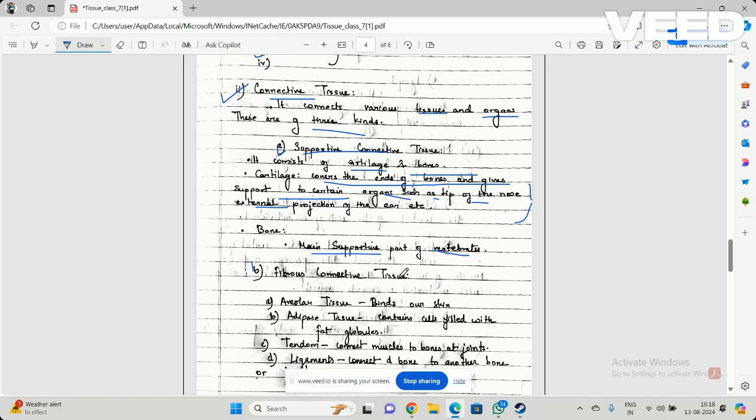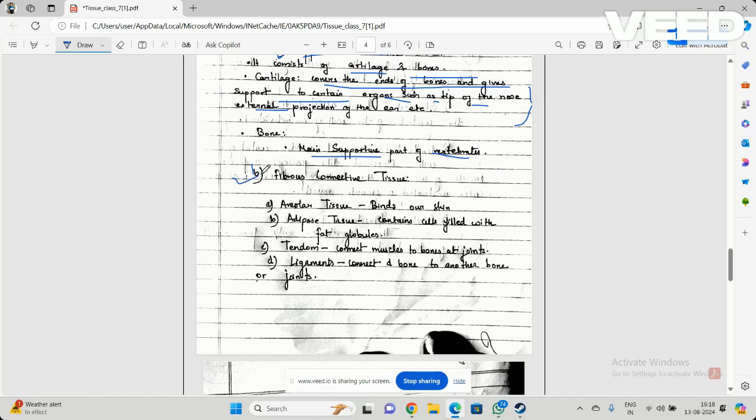The next part is fibrous connective tissue. Fibrous connective tissue is of four types: areolar tissue, adipose tissue, tendons, and ligaments. First is areolar tissue, which binds our skin. The skin is attached by the areolar tissue. Adipose tissue contains cells filled with fat globules. This is the function of adipose tissue.